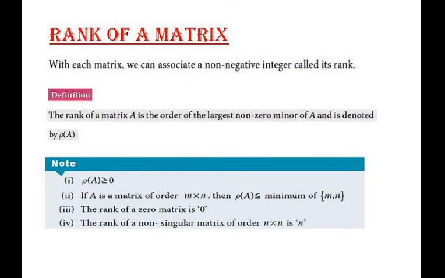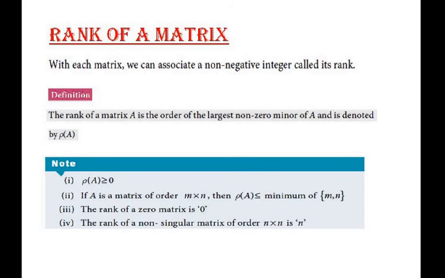From the definition of the rank of a matrix, if its order is m by n, where m is the number of rows and n is the number of columns, then the rank of A is less than or equal to the minimum of m and n. The rank of a zero matrix is 0; if all elements are 0, its rank is 0. And the rank of a non-singular matrix of order n by n is n. If you take a square matrix of order n by n, it is called non-singular if its determinant is not equal to 0, and its rank is n.